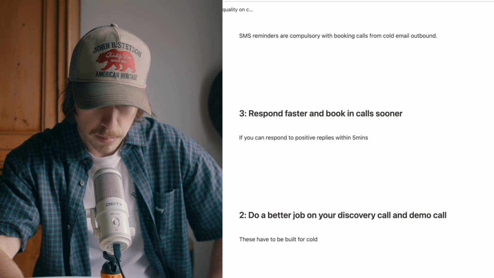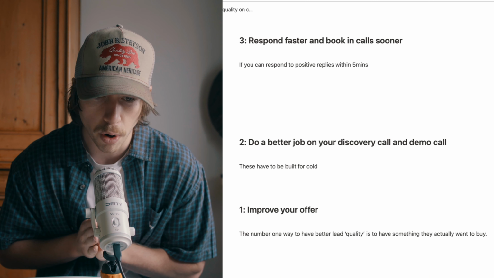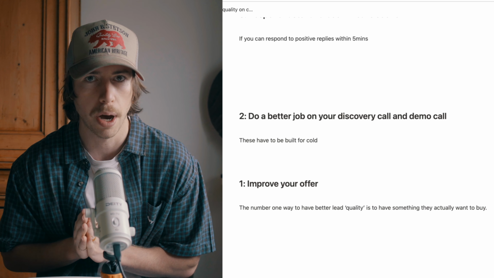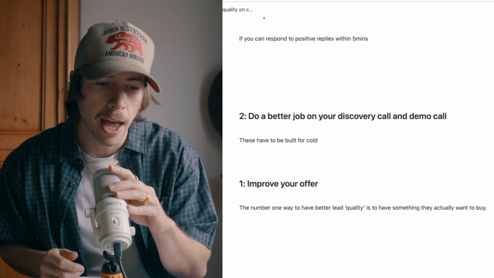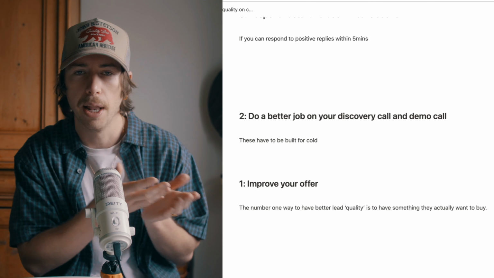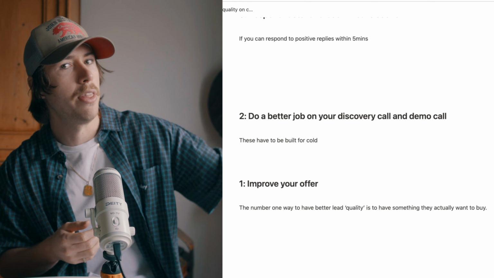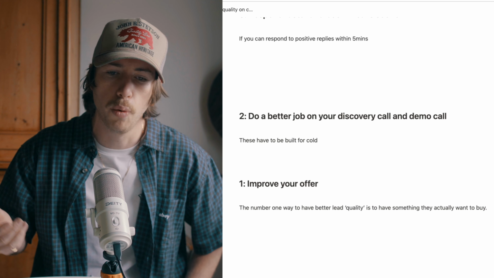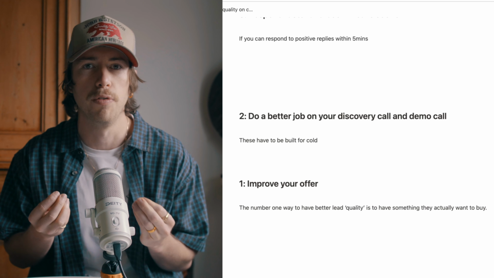And the biggest one here, and everyone should know this is the biggest one because it's obvious: improve your offer. The number one way to have better lead quality is to have something that people want to buy. So you can say you've got a lead quality problem. Another way to look at that is none of these people want to buy your stuff. Your stuff is not appealing to them. So you can change the them, but as we've discussed, there is no them out there that already wants to buy your stuff. So you can't actually change the them. So what can you do? You can change what you sell. So figure out what your market wants to buy and sell them that. That is how you improve lead quality.